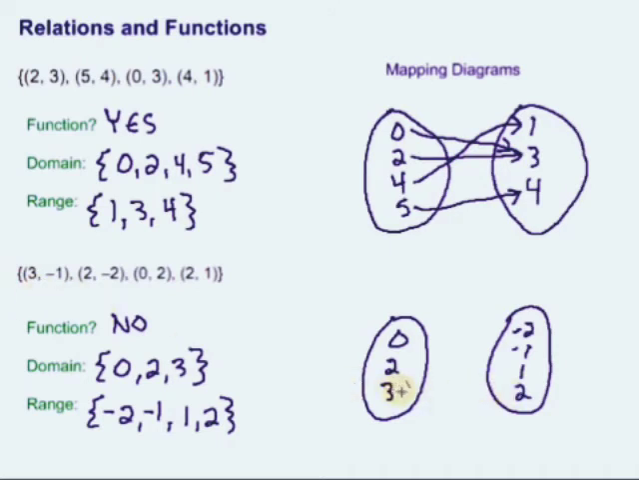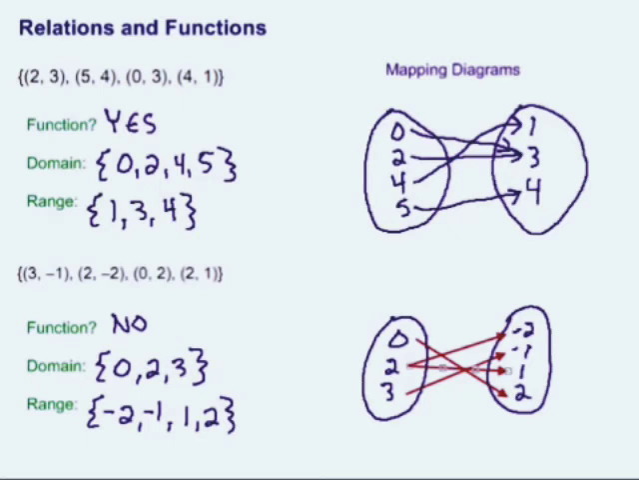So 3 is being paired with -1, like so. 2 is going with -2, so we're up there. 0 is going with 2. And finally, 2 is going with 1. Okay, so there's our mapping diagram for that relation.